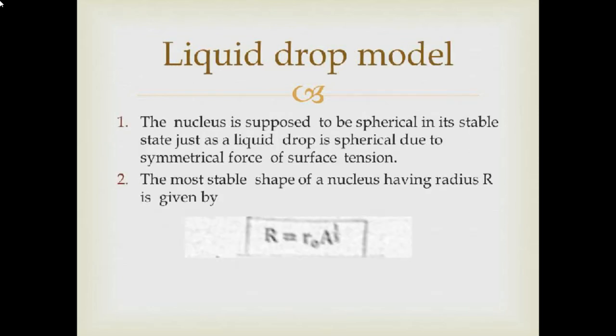Going to see the liquid drop model. The nucleus is supposed to be spherical in its stable state, just as a liquid drop is spherical. Very important, it is spherical due to the symmetrical force of surface tension. The most stable shape of a nucleus having radius R is given by R equal to R naught A to the power 1 by 3, where capital R is the radius.